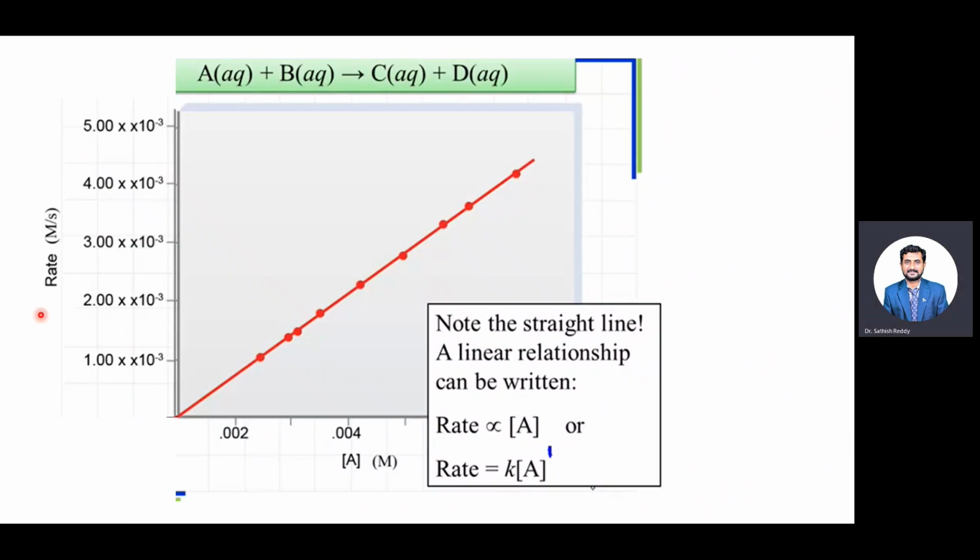Now you see this graph: the rate, in moles per second, is on the y-axis and the concentration is on the x-axis. As the concentration increases, the rate also increases. Note the straight line, a linear relationship. The rate is directly proportional to the concentration. Rate is equal to k times A to the power of 1.